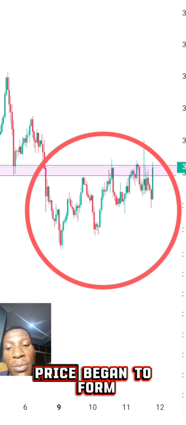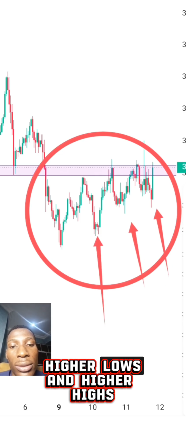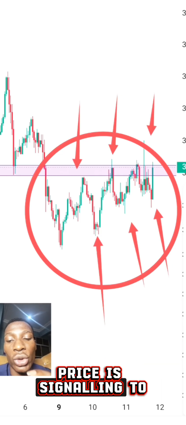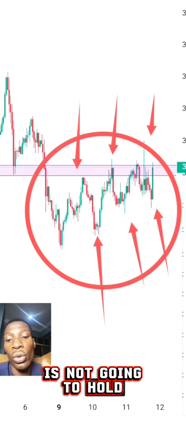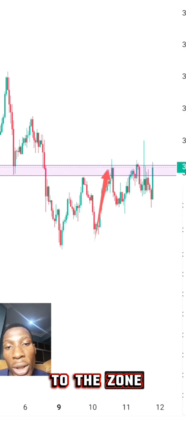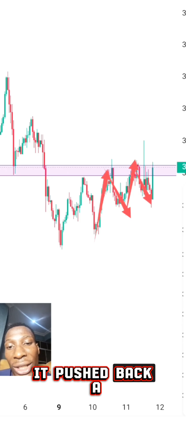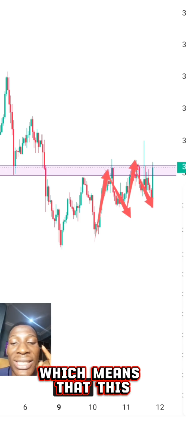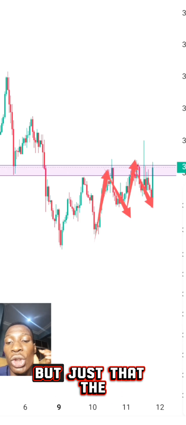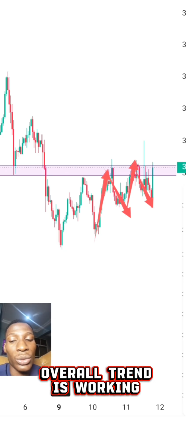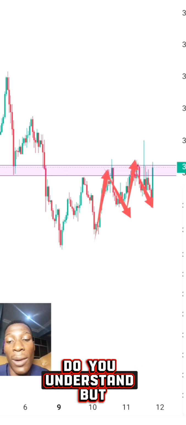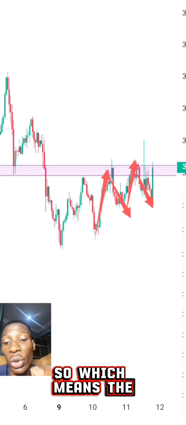Look at this area here. Price began to form higher lows and higher highs. Price is signaling to you that this zone is not going to hold for long. Price went to the zone, it pushed back a little bit downward. It went to the zone the second time, it pushed back a little bit downward again, which means that this is actually a good zone, right? But just that the overall trend is working against your analysis. Do you understand? But it's actually a good zone, so which means the zone is still valid.